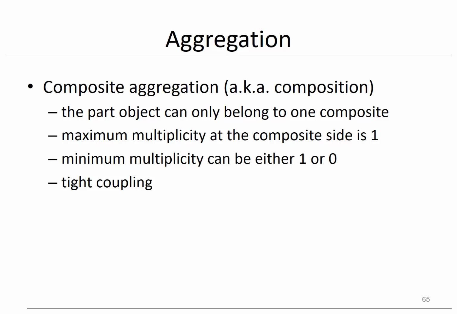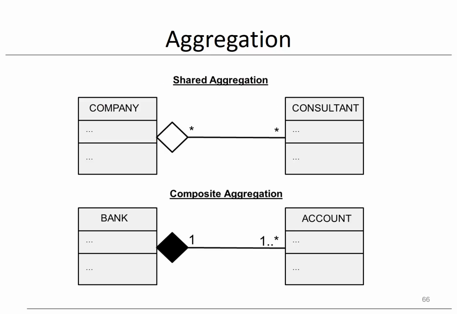A composite aggregation represents a tight coupling between both classes, and the part object will be automatically removed when the composite object is removed. Note that a part object can also be deleted from a composite before the composite is deleted. This figure illustrates both concepts. A shared aggregation is indicated by a hollow diamond, and a composite aggregation by a filled diamond.